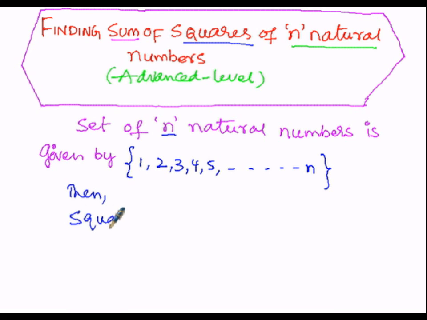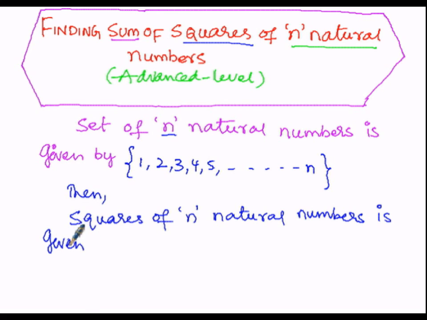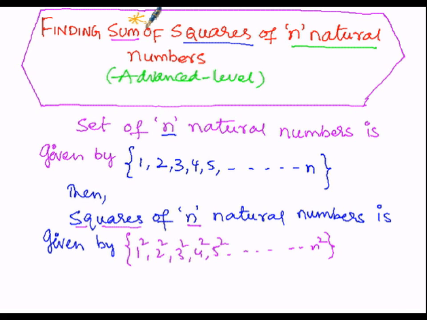Then the squares of n natural numbers is given by the set. The n natural numbers are 1 to n. So here the squares are 1 square, 2 square, 3 square, 4 square, 5 square and so on up to n square. Now we have to find out the sum of those squares of n natural numbers.